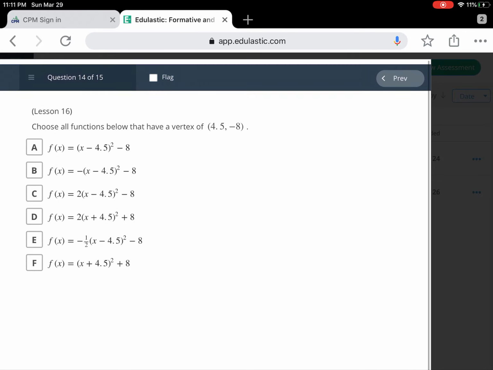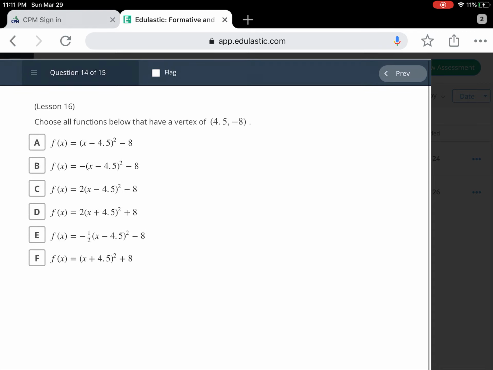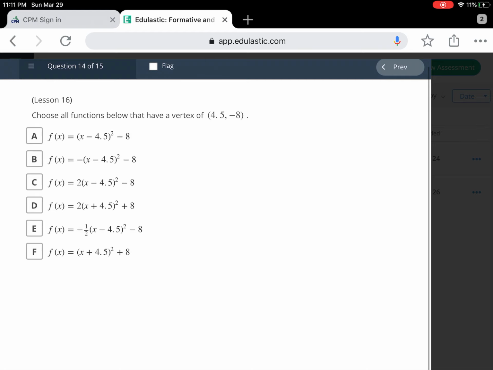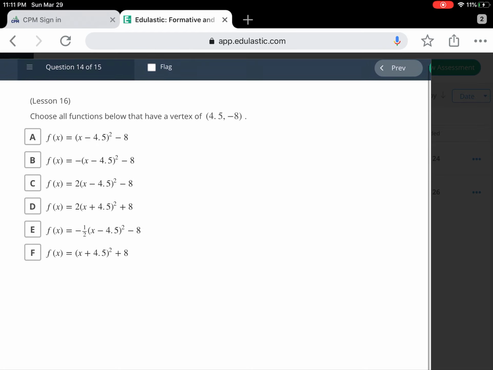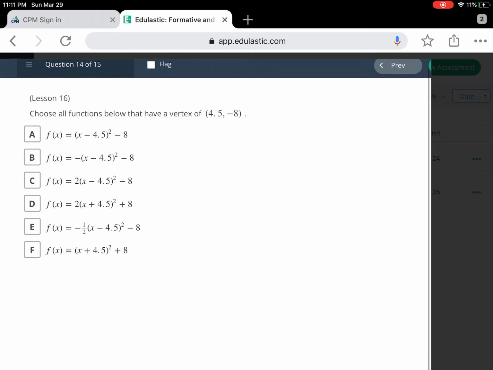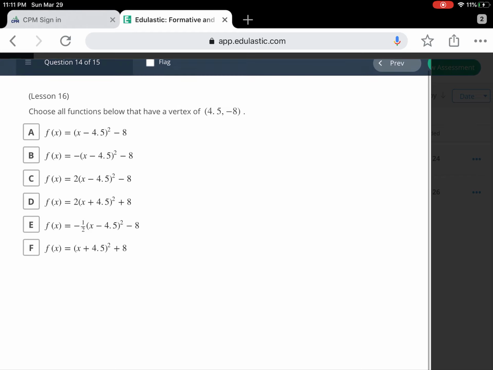All right, this next one, choose all the functions below that have a vertex of 4.5 and negative 8. We're going to use that rule we talked about earlier, where inside the parentheses squared, we'll always flip the sign to get the x-coordinate of our vertex. And then outside the parentheses, we keep the sign the way it is for the y-coordinate. So we know we need positive 4.5. Anytime I see minus 4.5 in parentheses, that could work. We know we need negative 8, so I have to see negative 8 outside parentheses.